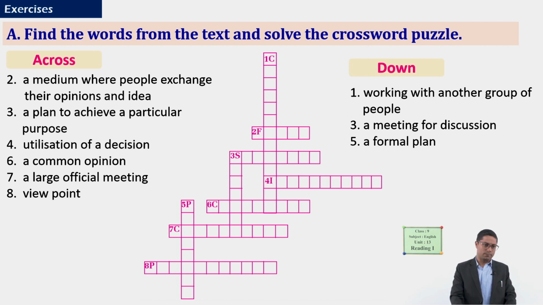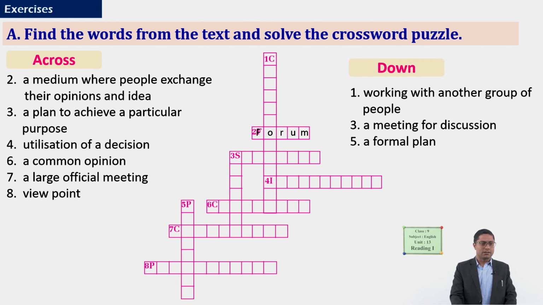Look at number 2. What's there? Yes, a medium where people exchange their opinions and ideas. Now, you need to write the word there in number 2 which starts with F. Can you say the word? Can you find the word in the text? It is highlighted there. Okay. Very good. It is forum. F-O-R-U-M, forum. Very good.